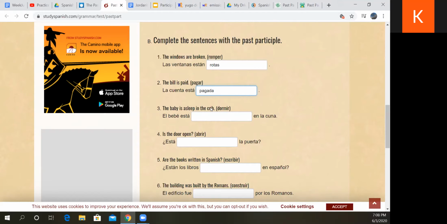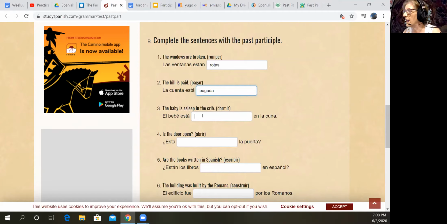Está pagada. And notice sometimes, quite often, but not 100% of the time, we pair up this past participle with a form of estar. Often, because estar gives a description. It tells what state a thing is in. The bill, where would it be? In a ledger. It would be in the paid column, not in the owed column, right?